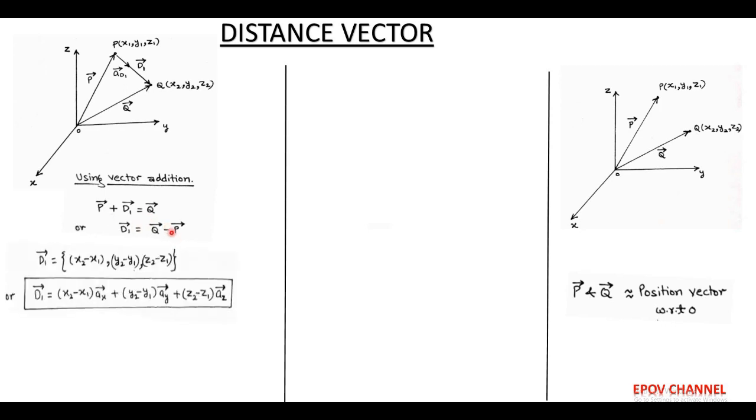As the coordinates of point Q are x2, y2, z2 and the coordinates of point P are x1, y1, z1, the distance vector D1 has coordinates x2 minus x1, y2 minus y1 and z2 minus z1. And in terms of unit vectors along the X, Y and Z axes, distance vector D1 is equal to (x2 minus x1) unit vector x plus (y2 minus y1) unit vector y plus (z2 minus z1) unit vector z. Here also this distance vector has its own unit vector denoted by small a vector, and it is equal to D1 vector upon the magnitude of D1 vector, and it is directed from point P to point Q.